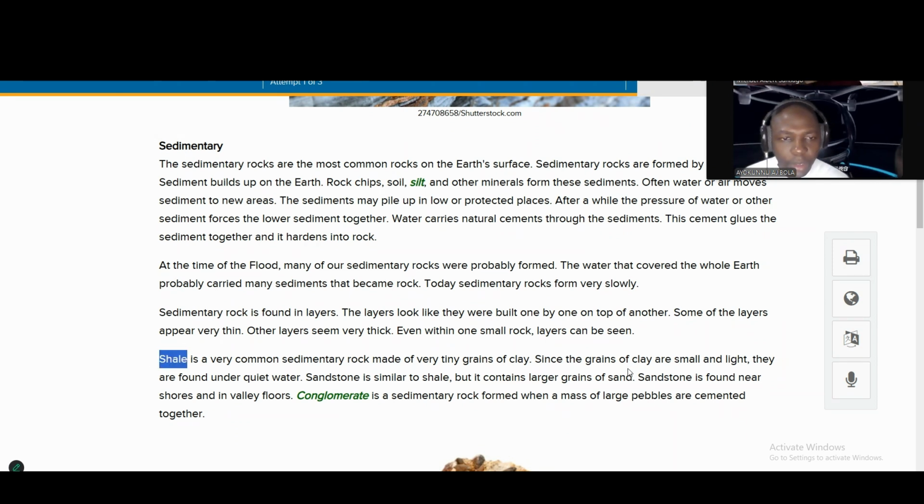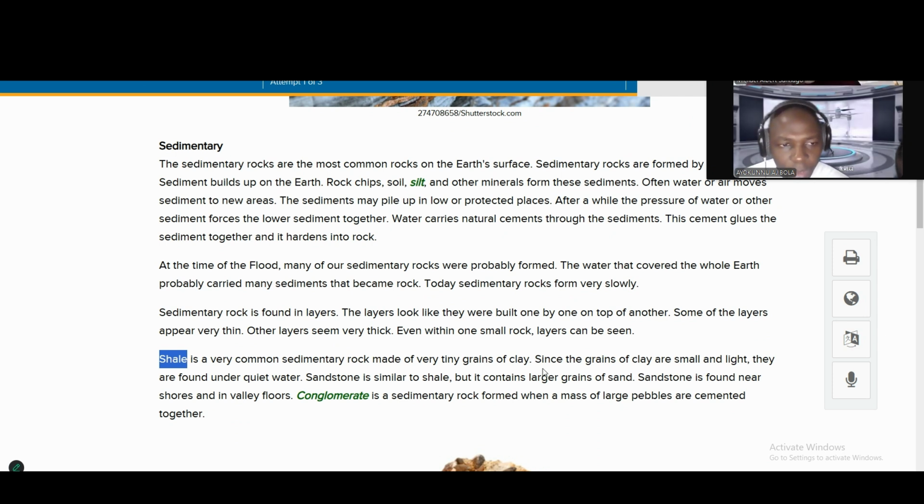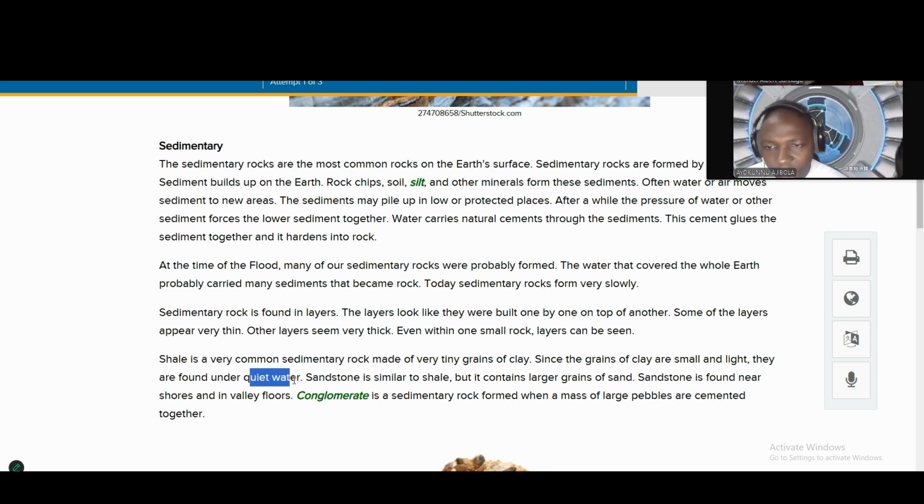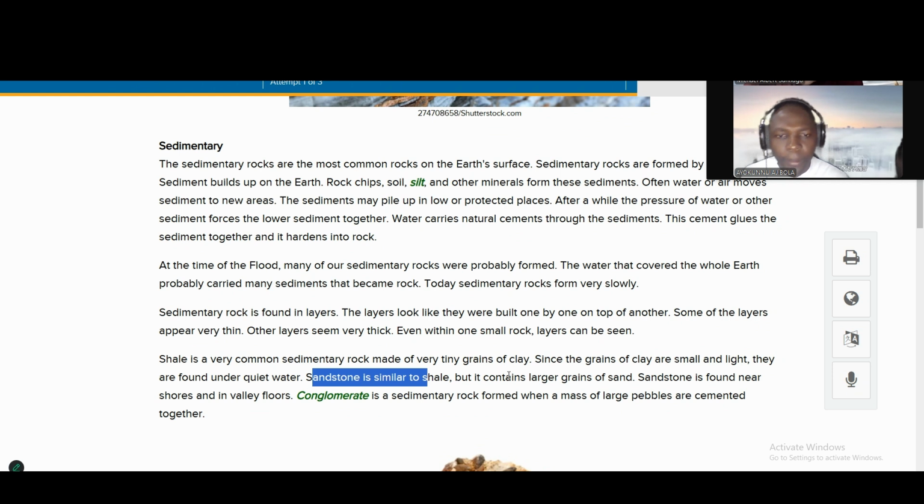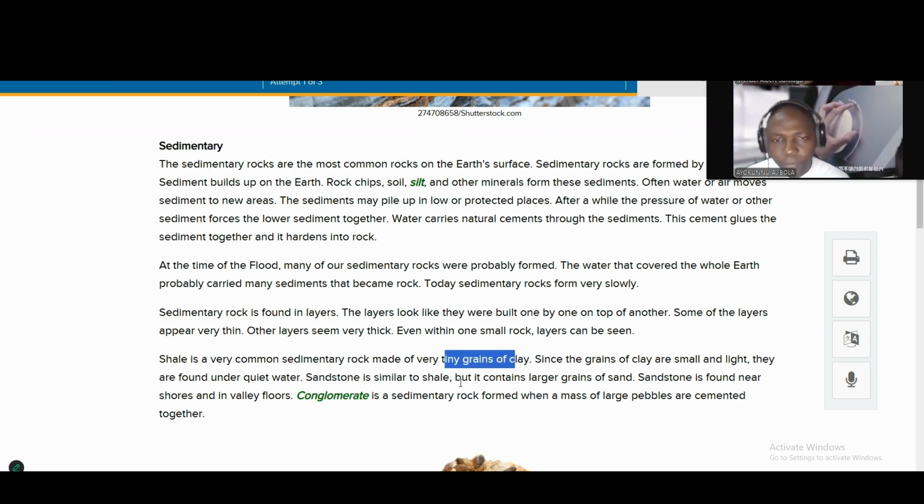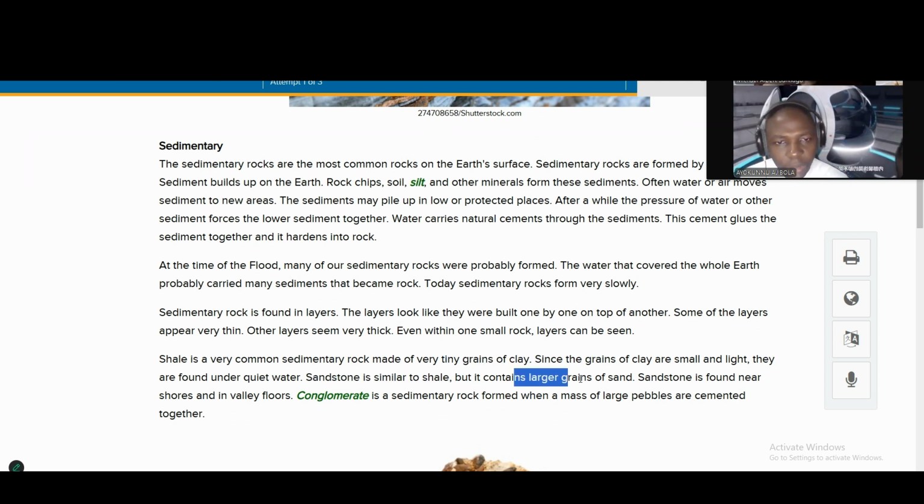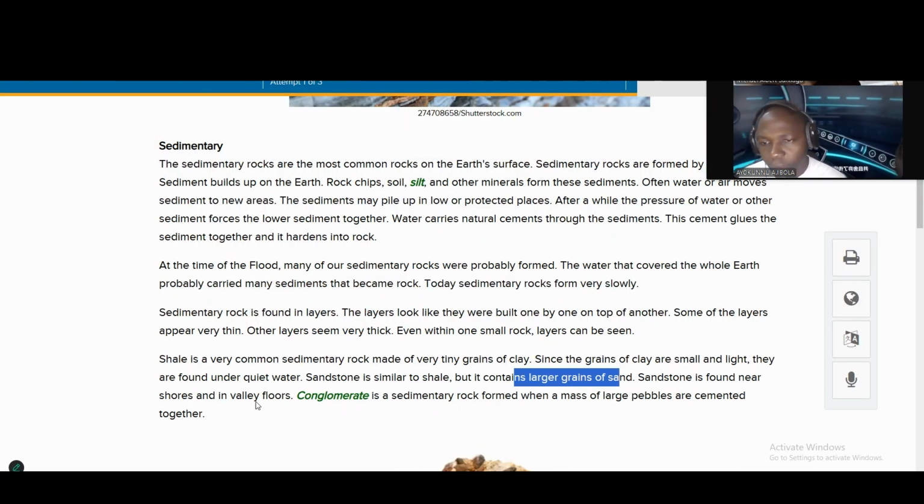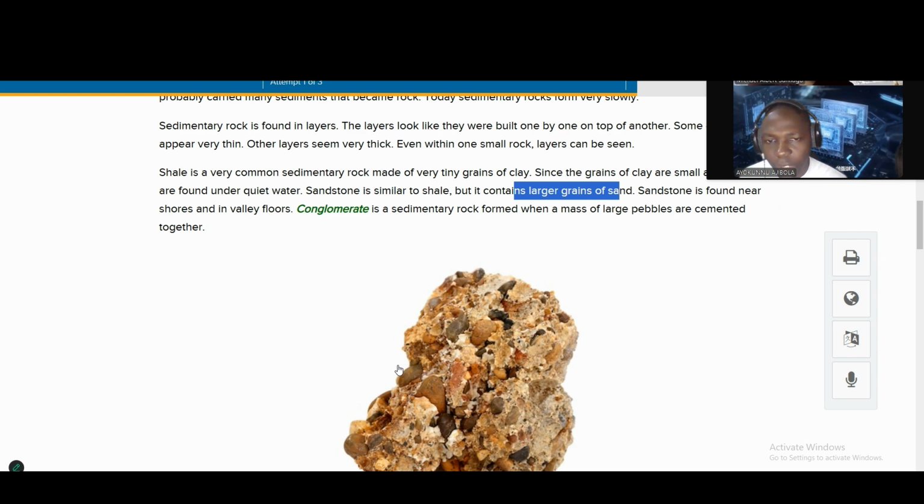Since the grains of clay are very small and light, they are found under quiet water, not moving water. So sandstone is similar to shale, okay? But it contains larger grains of sand. Shale contains tiny grains of clay, but sandstone contains larger grains of sand. Sandstone is found near shores and in valley floors. Conglomerate is a sedimentary rock formed when a mass of large pebbles are cemented together.